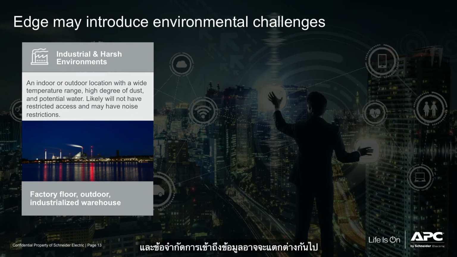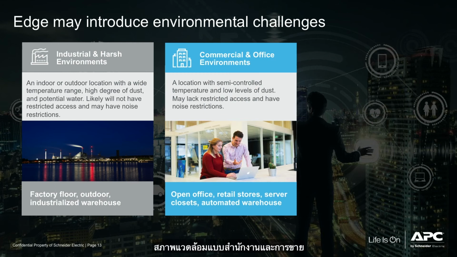And the access restrictions might be pretty different. The second scenario you can see here is the commercial and office environment. Typically like a hospital, bank branch, or a typical office space where you have people sit beside an IT environment and work. So the access restrictions and the dB levels or the sound levels have to be different.